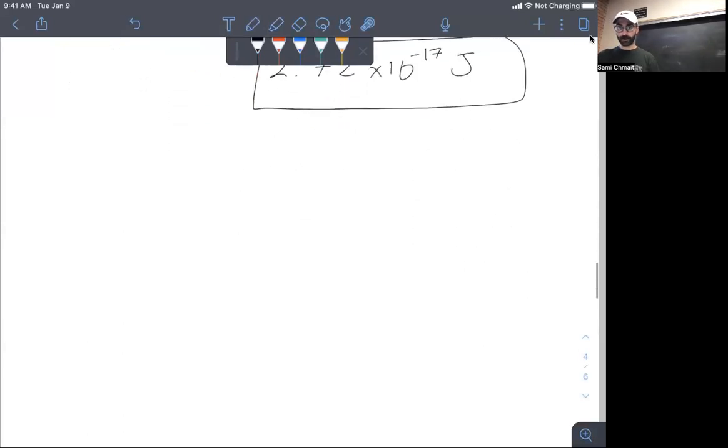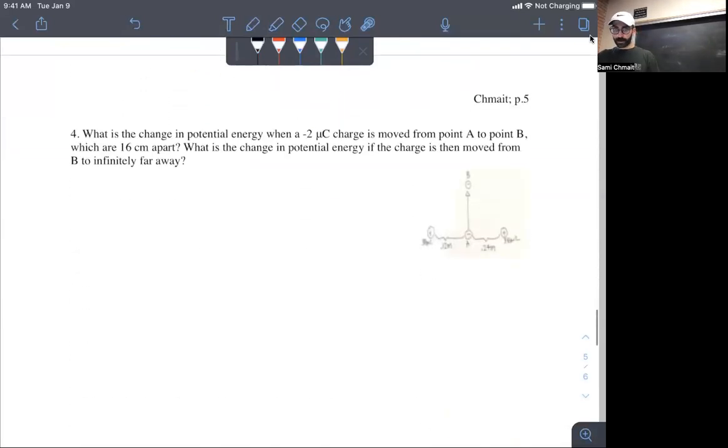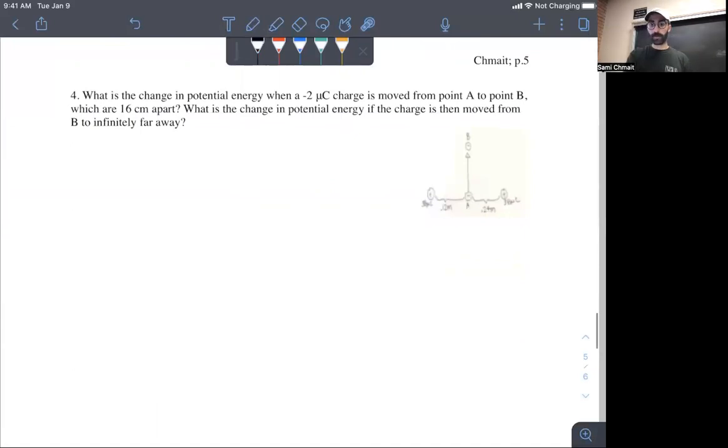Let's move it on. Now here's where we become a little bit more tricky and apply what we've been learning. We're asked, what is the change of potential when a minus 2 microcoulomb charge, that used to be right here, is moved from point A to point B, which are 16 centimeters apart. What is the change of potential energy if the charge is then moved from B to infinitely far away? Let's first deal with the first part of the question.